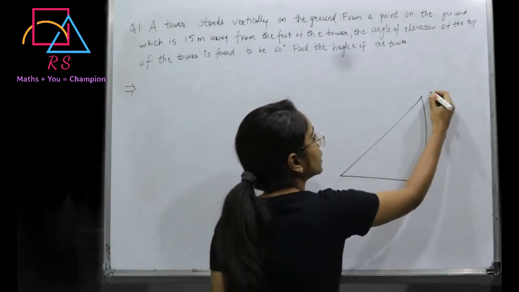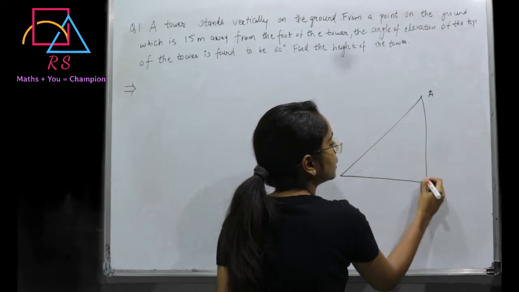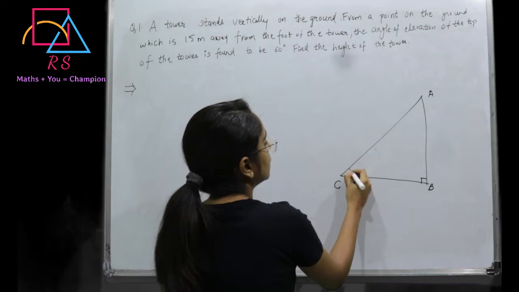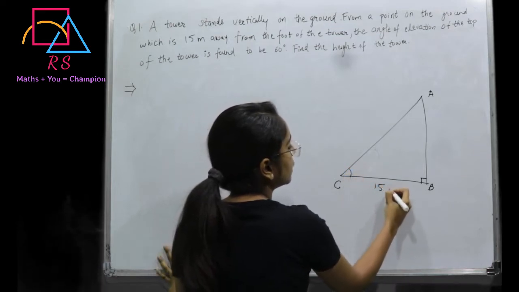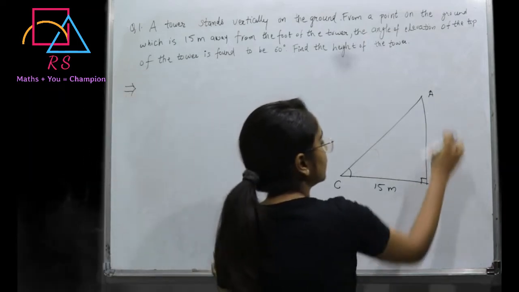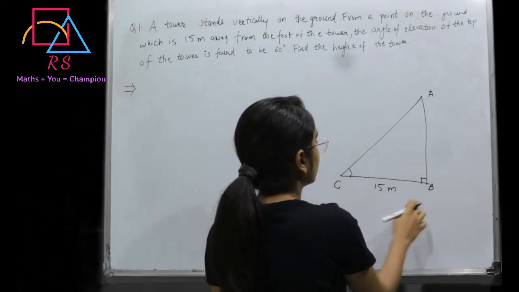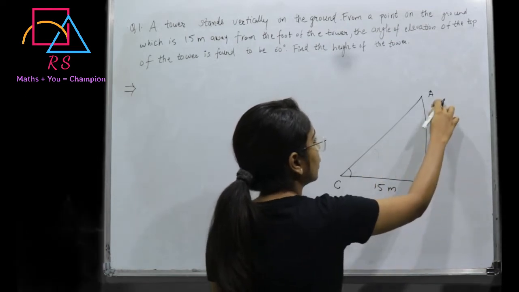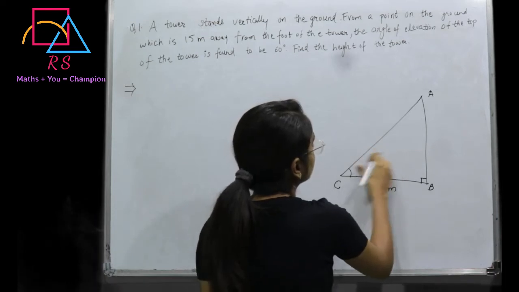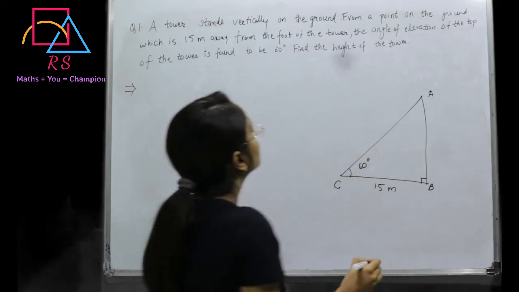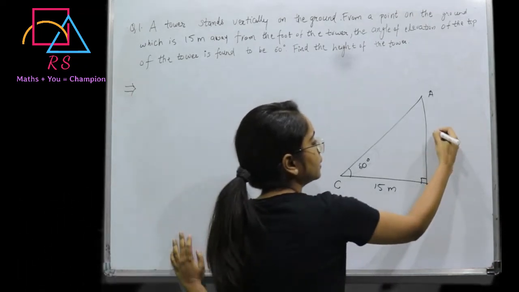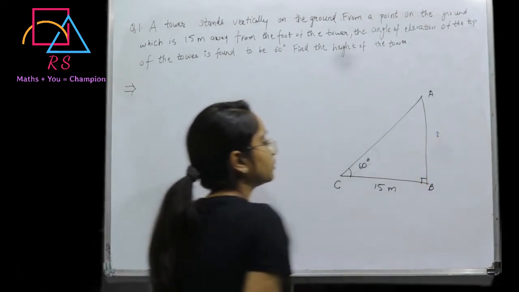Let's consider the tower as AB, which is perpendicular to the ground, and the point is 15 meters away from the foot of the tower. So AB is the tower, and the angle of elevation of the top of the tower is 60 degrees. We have to find the height of the tower, AB, which is the question mark.